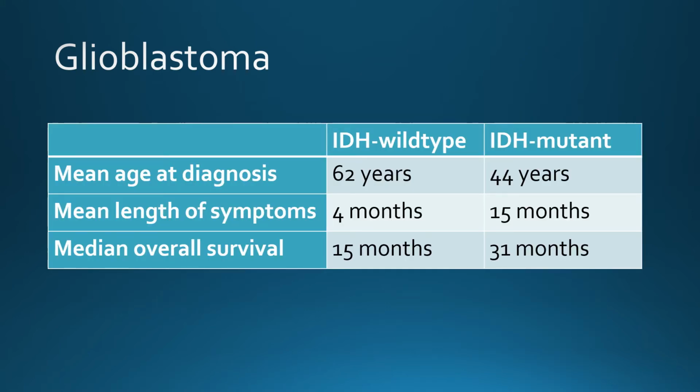So with the glioblastomas, about 90% are IDH wild type, 10% are mutant, but there's quite a big difference between the two in terms of age at diagnosis. The IDH mutant present at a younger age. They have a longer duration of symptoms before they present, and the survival is substantially better. The median survival is about double for the mutant type than for the IDH wild type.